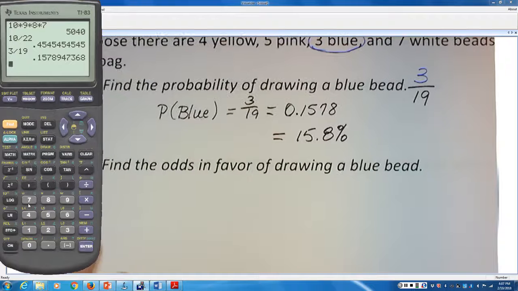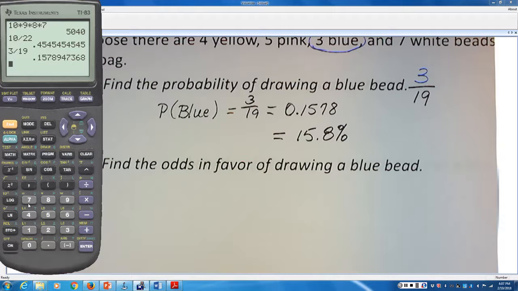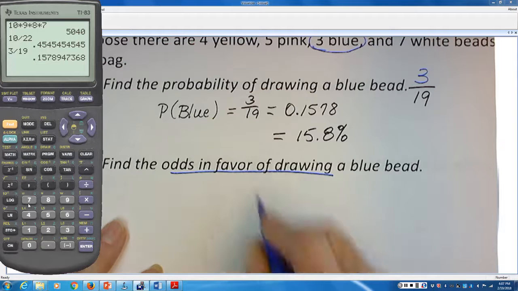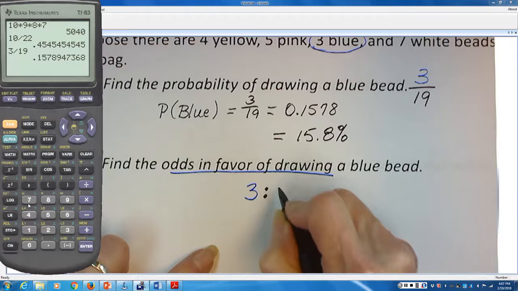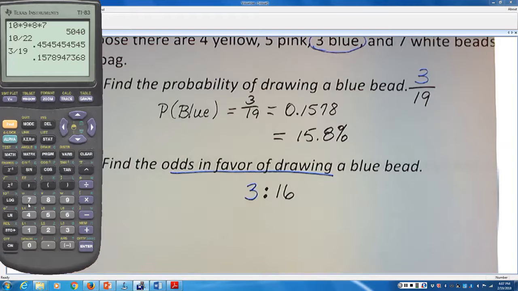The next part says, however, find the odds in favor of drawing a blue bead. How many blue beads? 3. This is where you got to be careful. How many of the beads are not blue? 16. So the odds in favor of drawing a blue bead are 3 and 16. Not 3/16, 3 in 16. That's the way it's actually expressed.